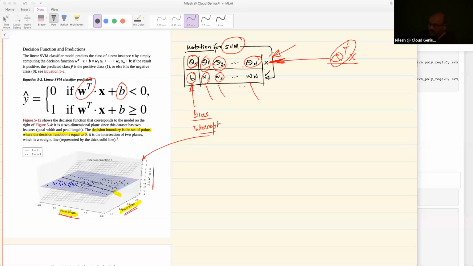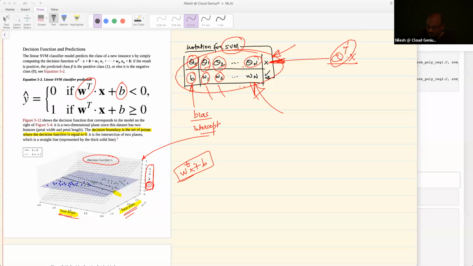So with the notations understood, what we have here is an h function, which is basically the representation of this expression W transpose x plus b, the same expression which annotates the value of h here. And that's our decision function, which helps us decide whether it is this flower or that flower, or yes or no. That's the idea.